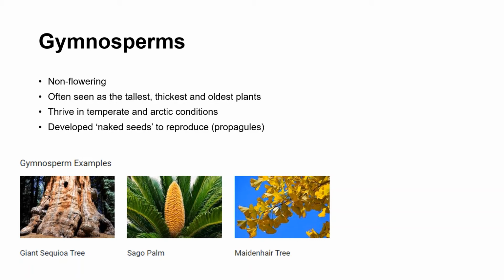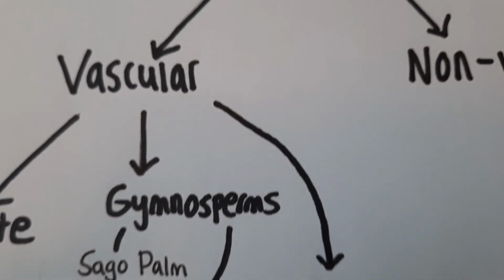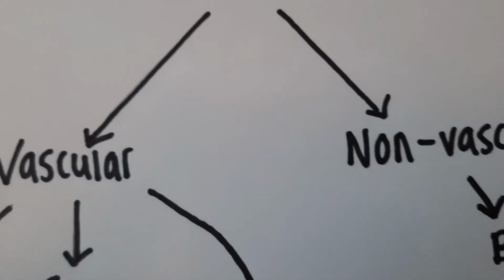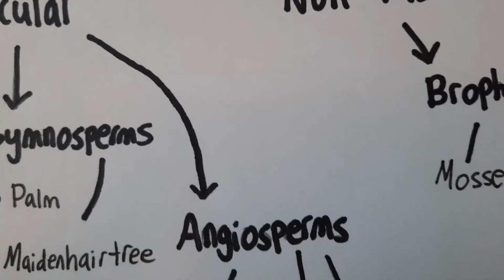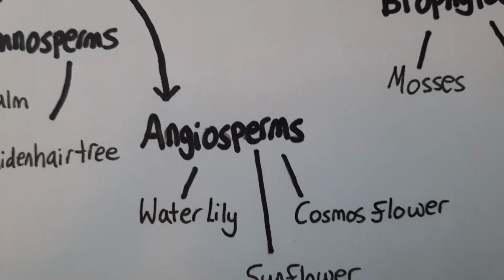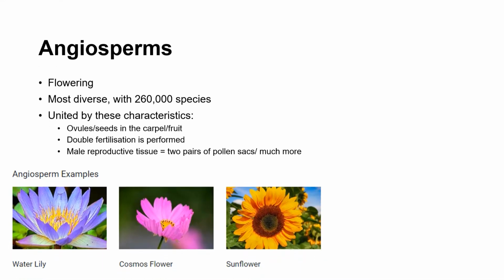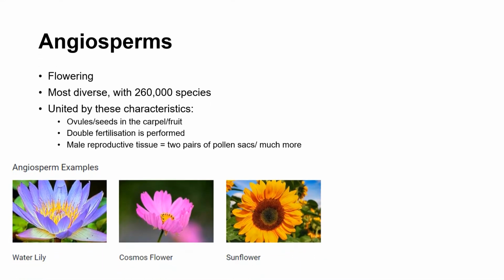The final phylum of vascular plants we're going to discuss is Angiosperms. This is the flowering plant phylum and therefore the most diverse, with 260,000 different species. The largest families in this phylum are the Orchidaceae, family of orchids, Asteraceae, family of daisies, and Fabaceae, family of legumes. Despite their diversity, this phylum is united by several distinguishing characteristics.